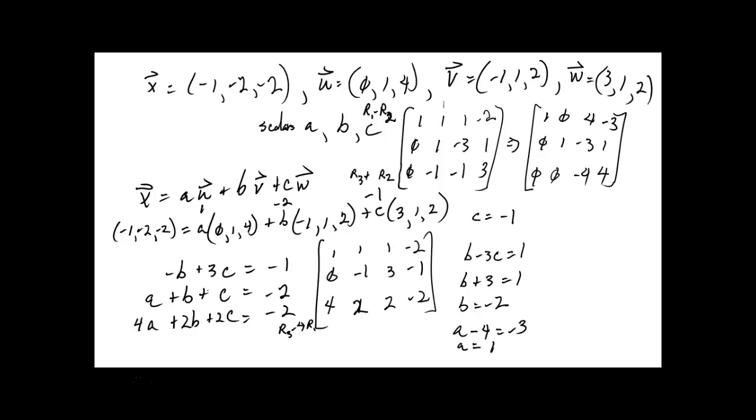Okay. Now, here's how they typically write that: X is equal to, and A was 1, so that would be U, B was minus 2 times V, and C was minus W. X is equal to U minus 2V minus W. Okay. That's the linear combination of the other vectors.